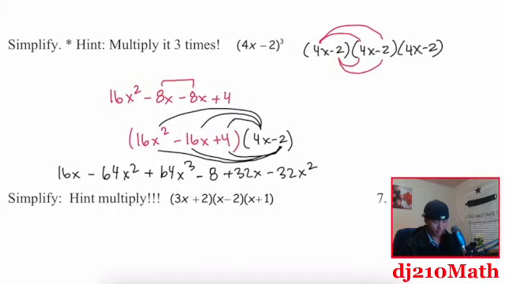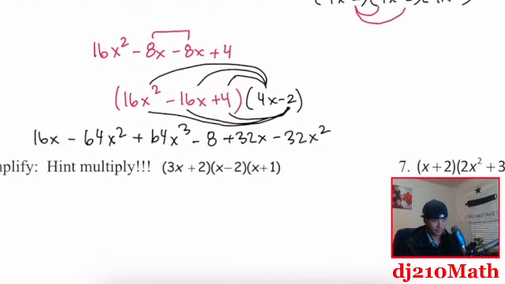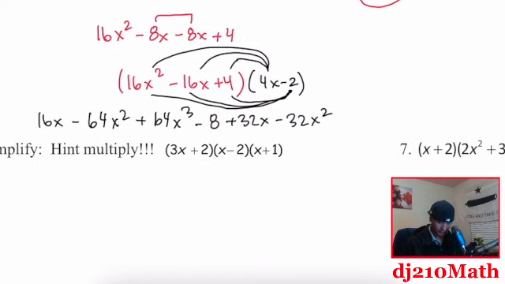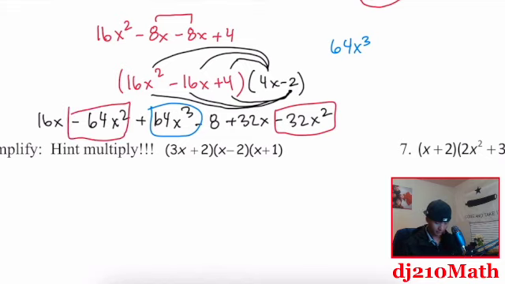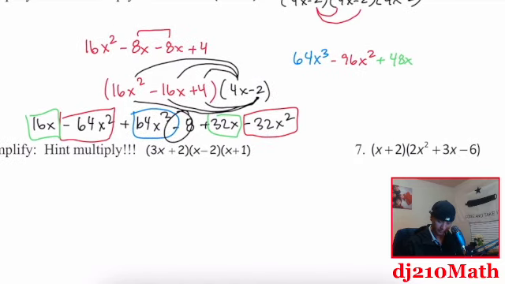Now we're just combining like terms and writing it in standard form, right? In descending order. So highest one, 64x cubed. X squared, negative 96x squared, x, 48x, and then the constant, minus 8. Okay.